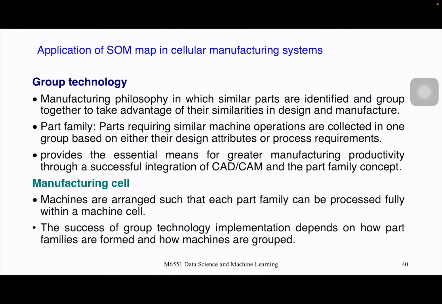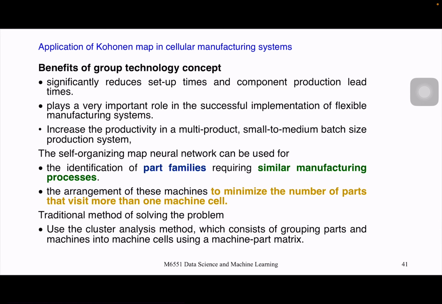An application of SOM is group technology, like manufacturing cells. The group technology concept significantly reduces setup time and plays an important role in the successful implementation of flexible manufacturing processes, increasing productivity for small to medium batch sizes. The self-organizing map neural network can be used for identification of part families that require similar manufacturing processes. The arrangement of these machines minimizes the number of parts visiting more than one cell.